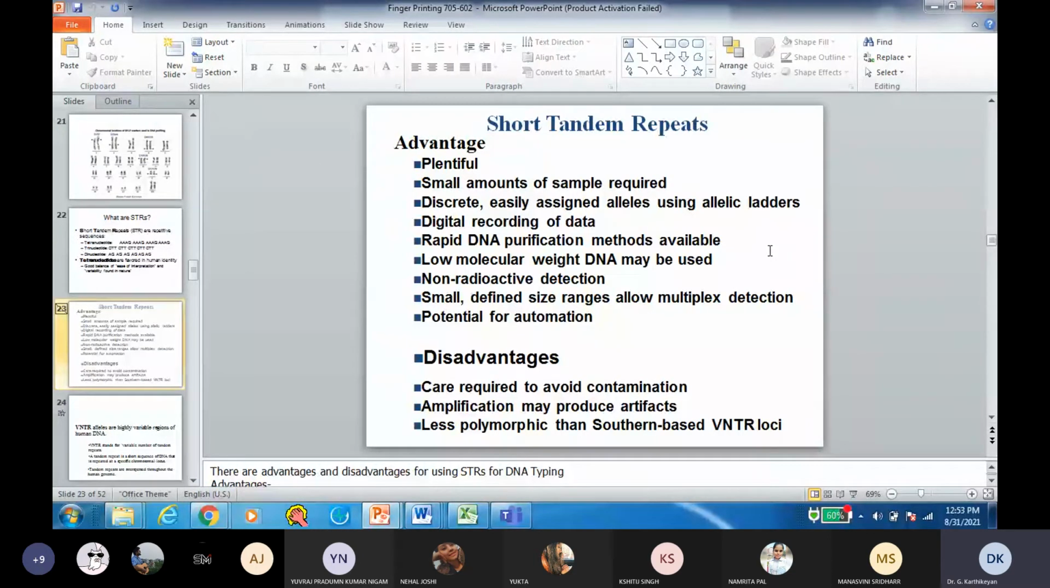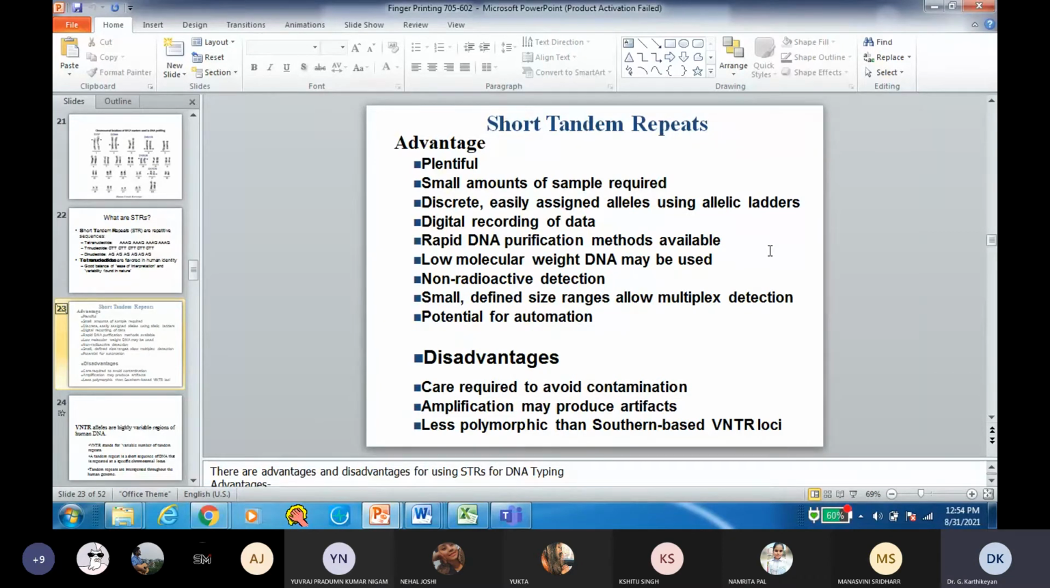Okay. And these are discrete, they're easily assigned alleles, which can be visualized using DNA ladders. You can have digital recording of data. For academic purposes, we still run agarose gels, but people no longer run agarose gel. They do what is called capillary electrophoresis, and all these electrophoresis are captured by cameras, and everything is converted digitally. We will see an example in the coming slides.